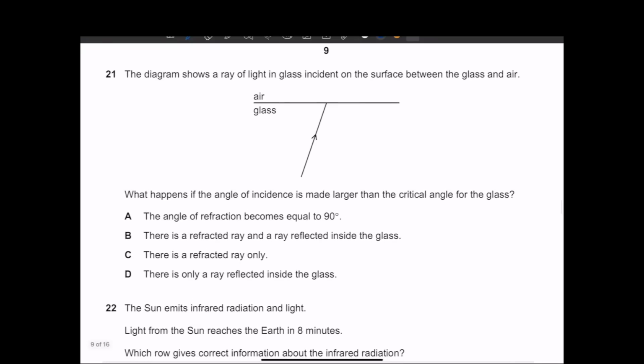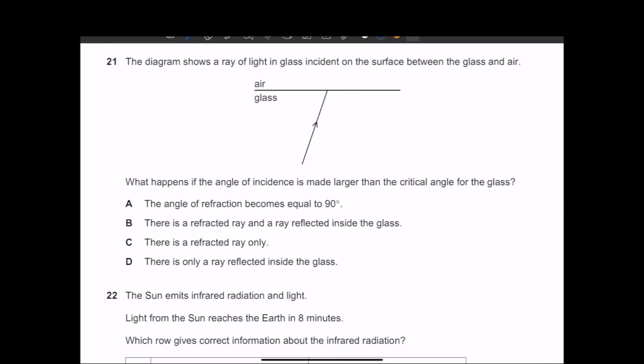Question 21. The diagram shows a ray of light in glass incident on the surface between glass and air. What happens if the angle of incidence is made larger than the critical angle for the glass? If it is larger than the critical angle, it means the ray will reflect back into the same medium, which is called total internal reflection.